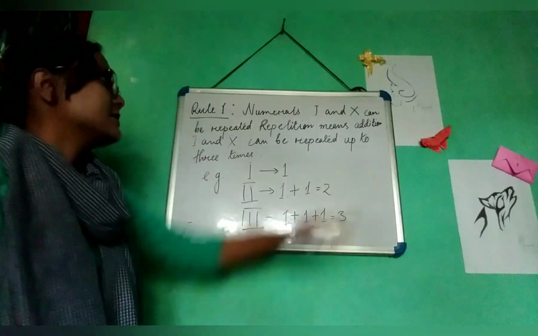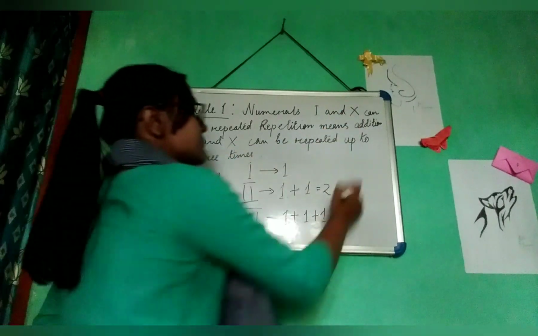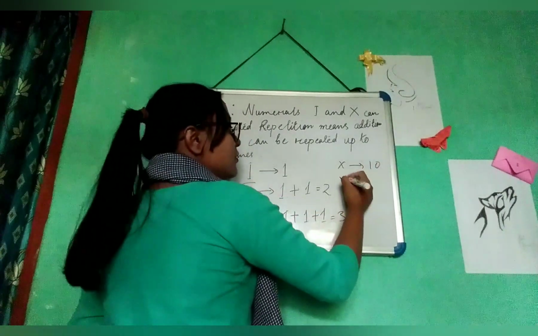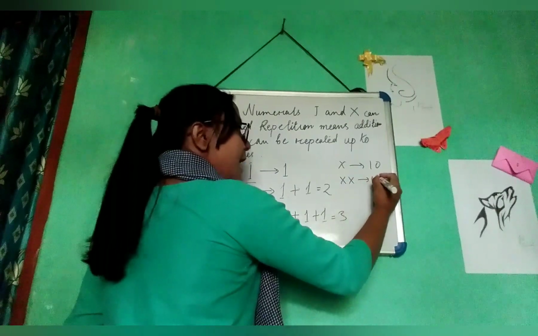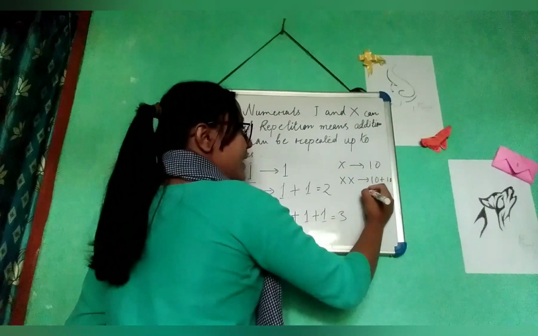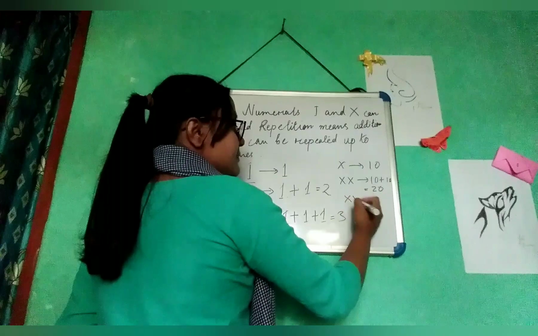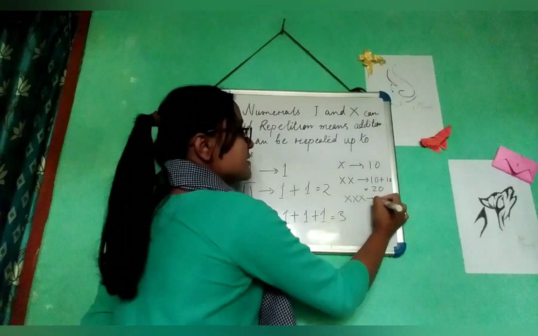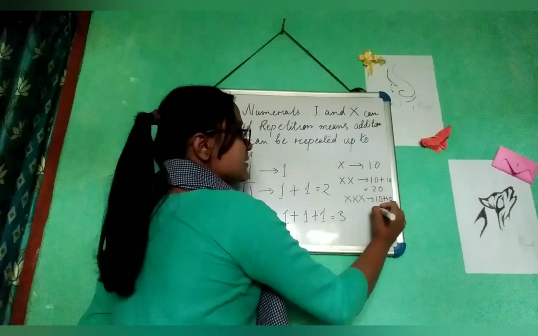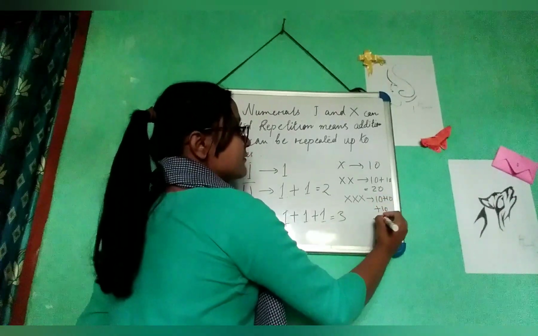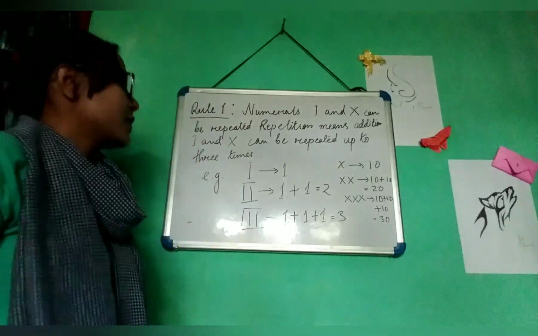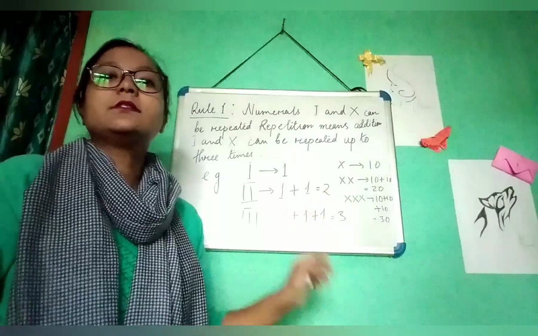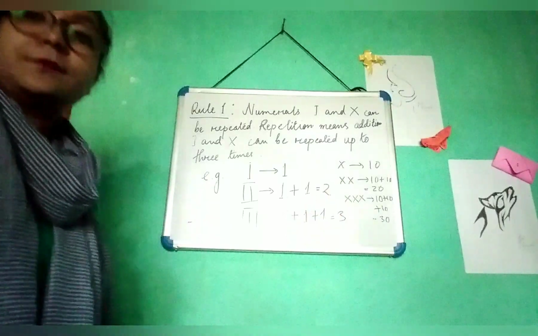It's the same for X. X means 10. So double X means 10 plus 10, which means 20. If X is repeated 3 times, it is 10 plus 10 plus 10, which is 30. So I and X can be repeated, but only up to 3 times. This is the first rule.